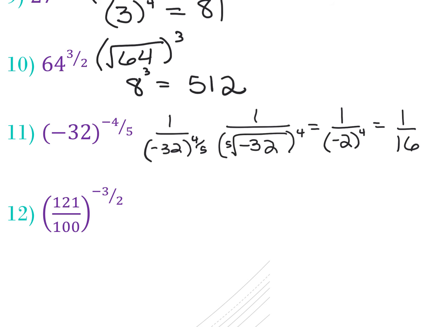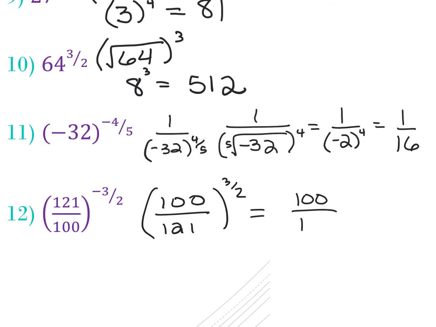Now, here we go with a fraction raised to a negative power. Here's where I think reciprocal. So I'm going to first deal with that negative 3/2 exponent. I'm going to flip it. I'm going to make the power positive. And now I can find the root. So I'm going to be doing 100 over 121, and then raise to the 3rd power.